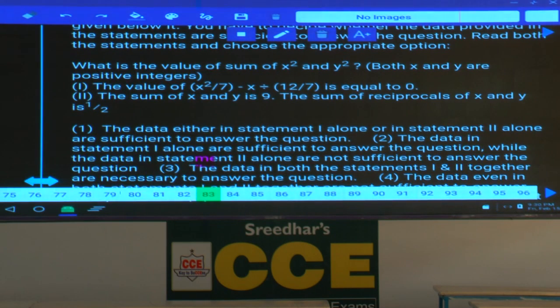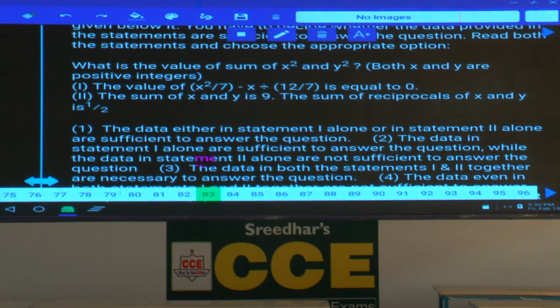Next, what is the value of the sum of x square and y square? Statement 1: The value of x square by 7 minus x by 12 by 7 is equal to 0. Will you get the answer? Using this, can we calculate the x value? Obviously. But 1 alone is not sufficient.